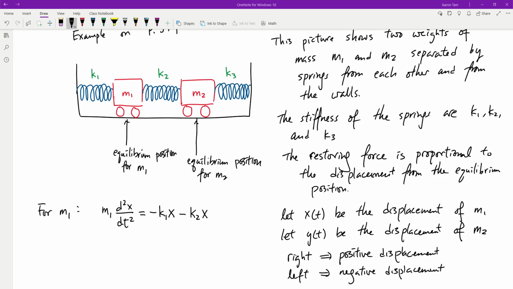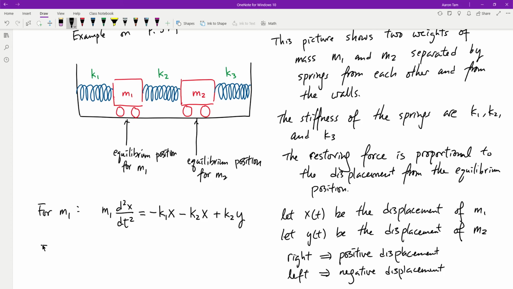if mass number 2 moves out of the equilibrium position, it would drag along K2 with it and therefore have an impact on M1. And this one is a little tricky, because if M2 moved to the right, then the spring would actually drag M1 also to the right and therefore exert a force in the same direction as the way M2 is moved. So therefore this would be plus K2y. So that describes the force acting on mass number 1.